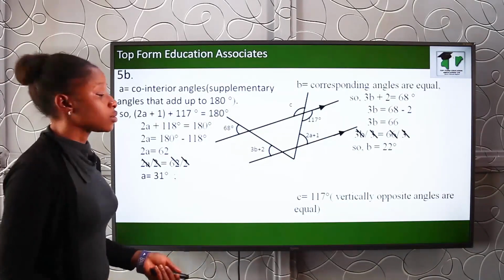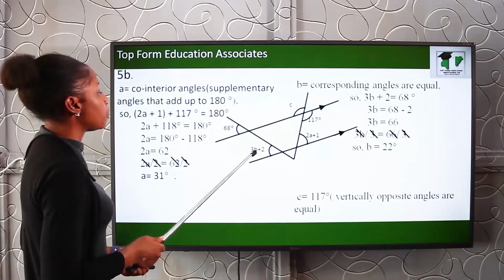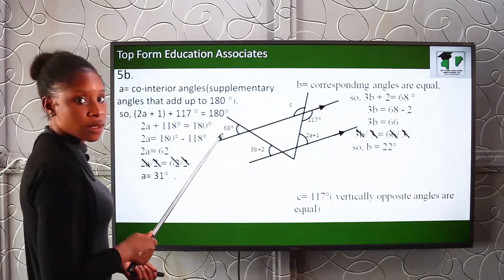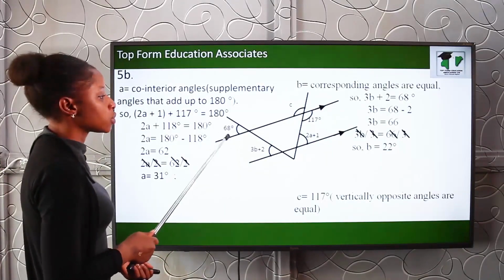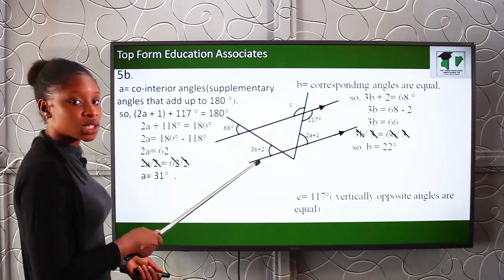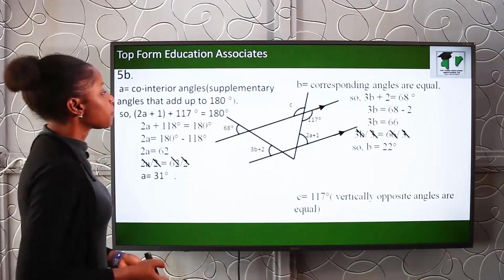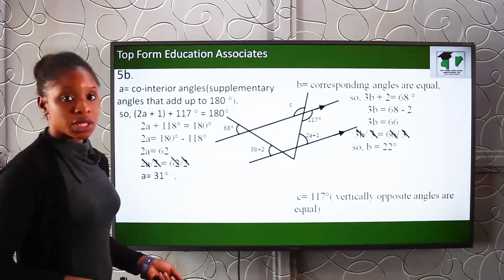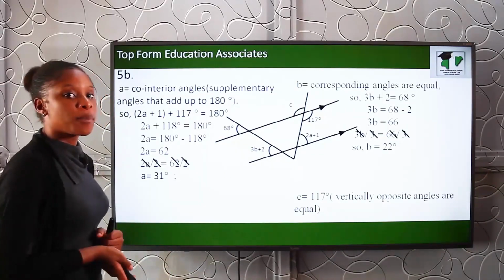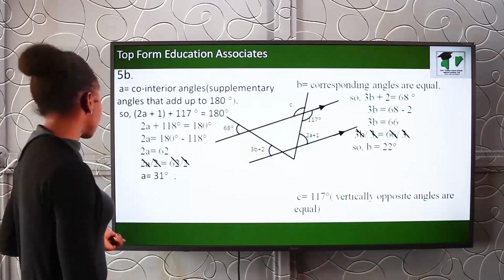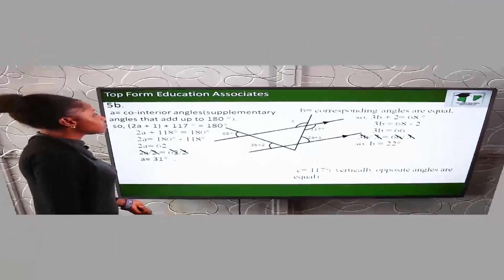So, to check your answer, you can substitute the value of B, 22, into this place to see if it will give you 68. Okay, because we said corresponding angles are equal. So when you substitute the value, the answer you should get here is 68 degrees. Now for C, we don't need any calculation because we've established that vertically opposite angles are equal. All right, so we've gotten the value for C.